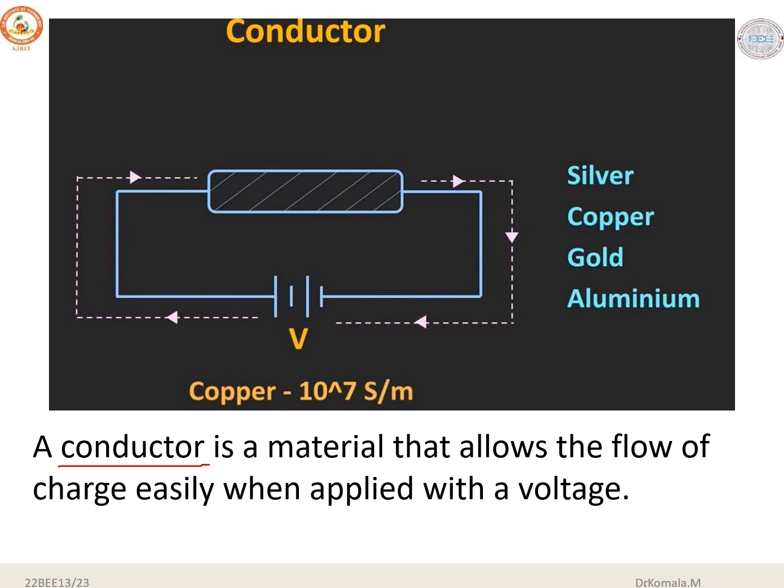Always the conductivity of a conductor is 10 raised to the power 7 Siemens per meter. So here we have a conducting material. Whenever the voltage is applied, the maximum number of electrons flow through the conductor. The best examples of the conductors are silicon, copper, gold and aluminum.